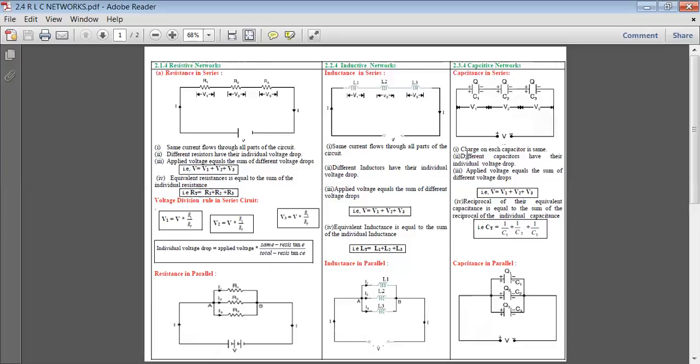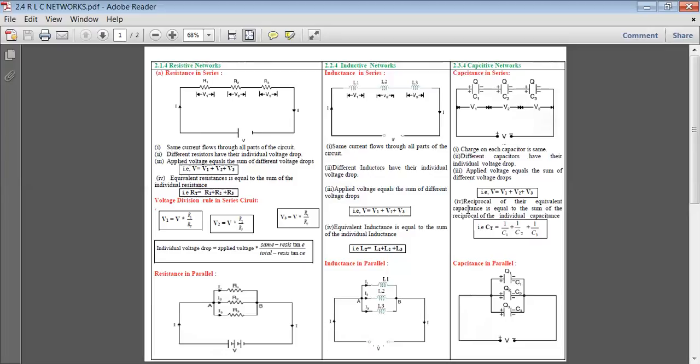Now come to the second point. Different capacitors have their individual voltage drop. Third one, the applied voltage equals the sum of the different voltage drops. Capital V is equal to V1 plus V2 plus V3.